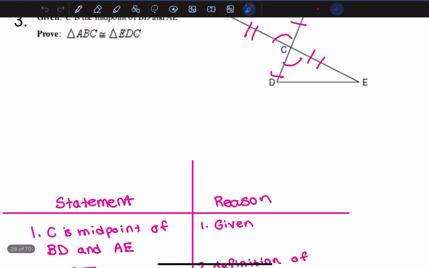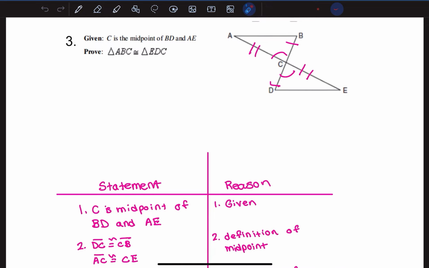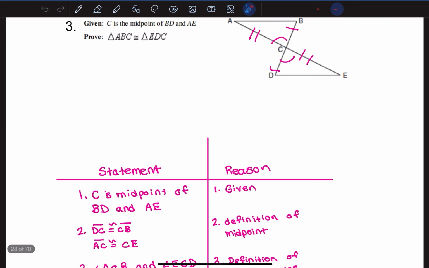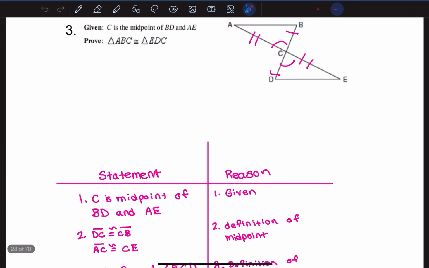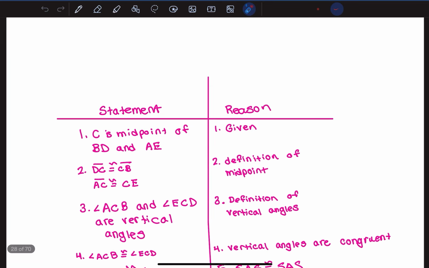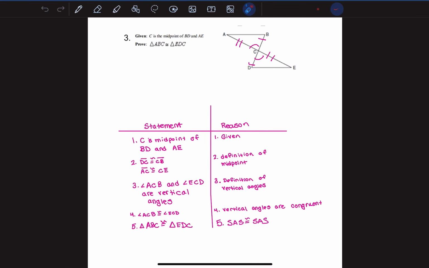Start with your given information. State the congruent sides based off the definition of a midpoint, which was given to us. State that you have vertical angles. State that those angles are congruent because vertical angles are congruent. And then finally, we have congruent triangles by side, angle, side.